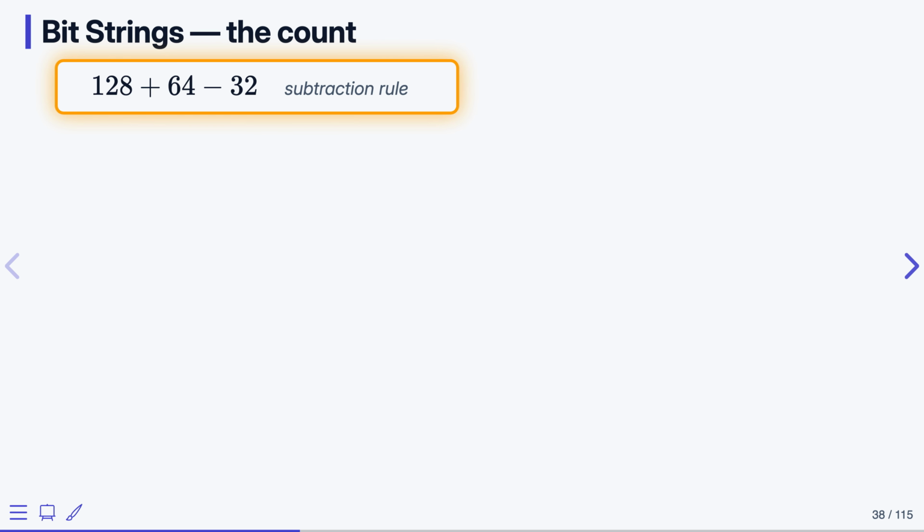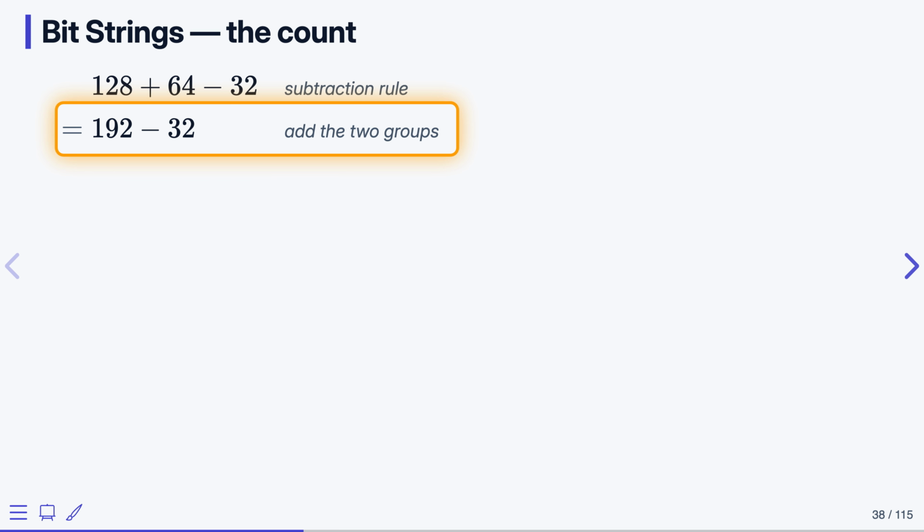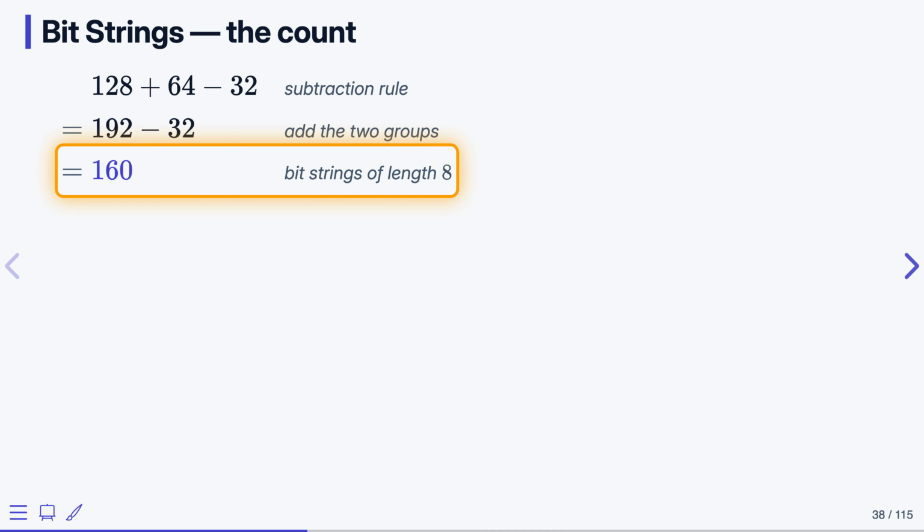This is the working. Line 1. Add the first two counts, then take away the overlap once. Line 2. 128 plus 64 is 192. But the 32 strings that do both are inside that total twice. Line 3. Subtract those 32. The answer is 160 bit strings.